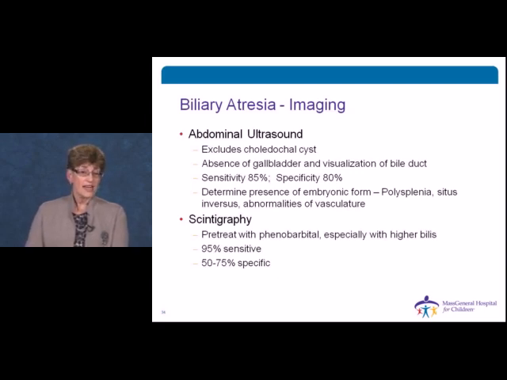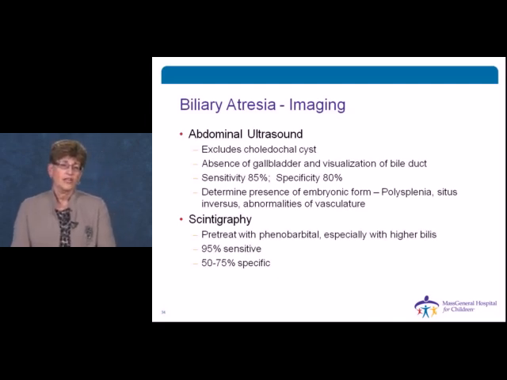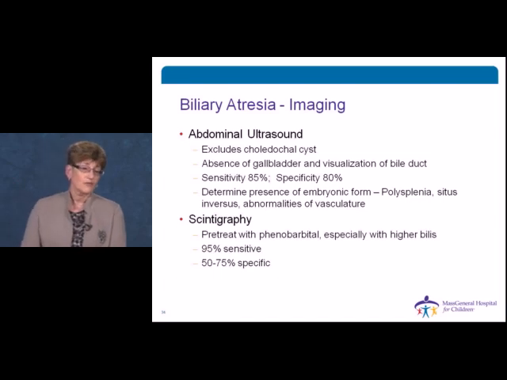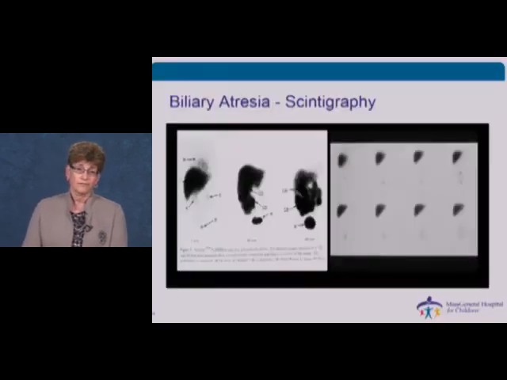Scintigraphy is generally the next step that we do. We try to pre-treat with phenobarbital, especially with the higher bilirubin levels, and when that's all done, it's pretty sensitive, 95% sensitivity, because of other entities showing lack of uptake in the liver and other intrahepatic cholestatic syndromes. It's not perfectly specific for biliary atresia.